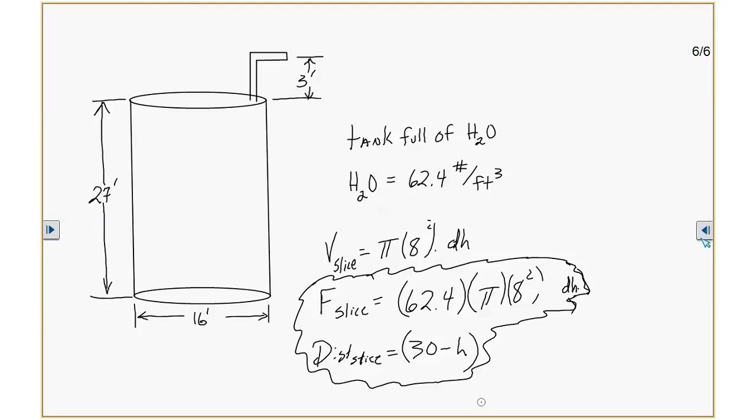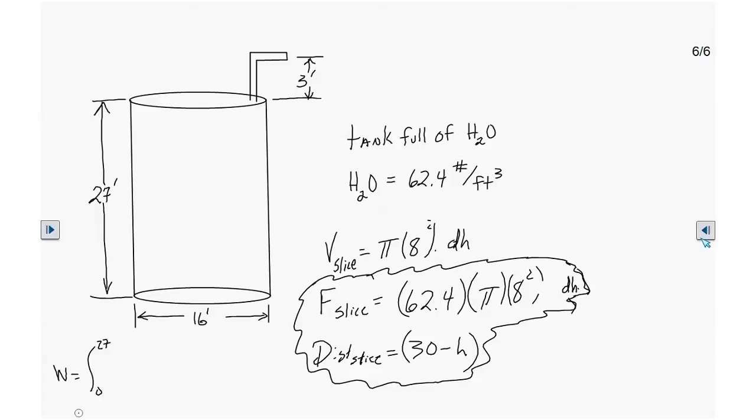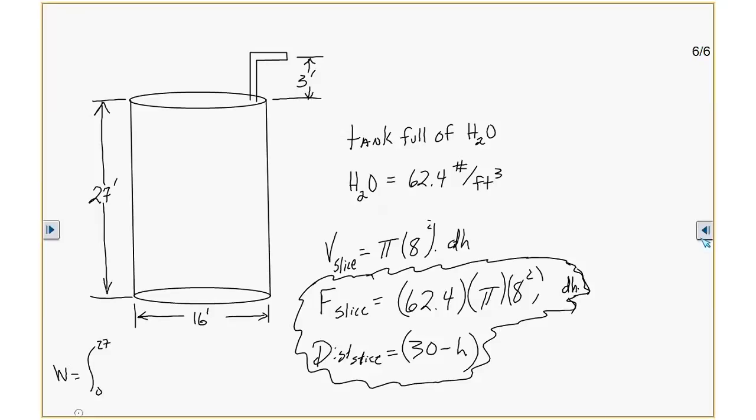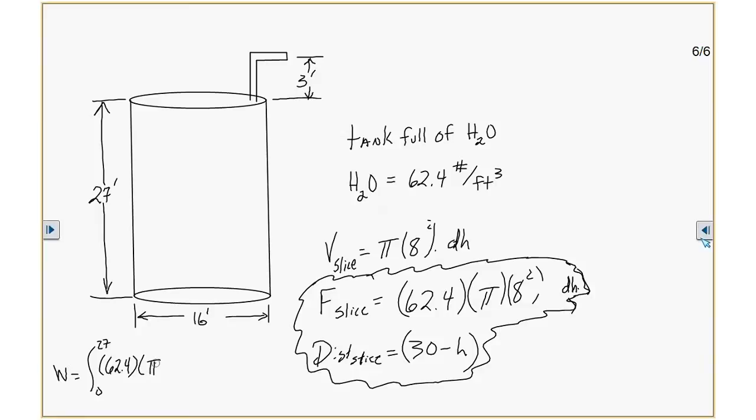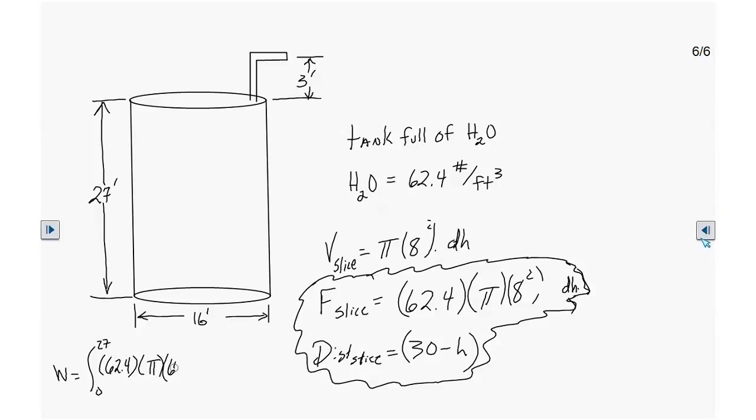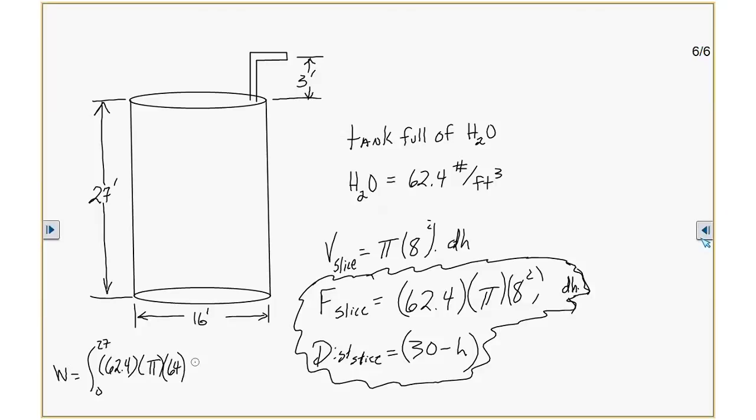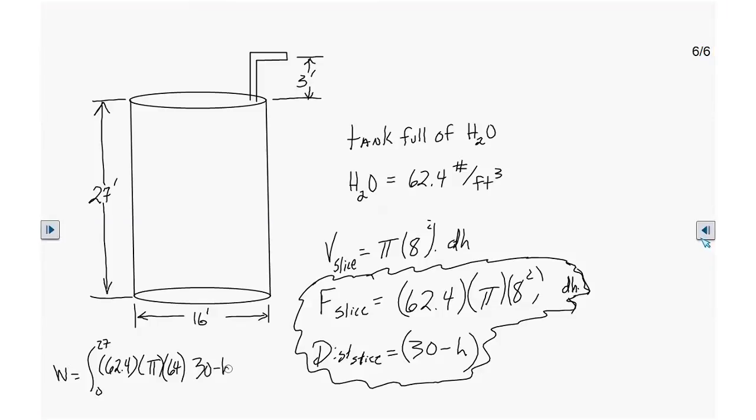So we've got the antiderivative from 0 to 27 of 62.4 times pi times 64 times (30 minus h) dh. And of course, this is the setup.